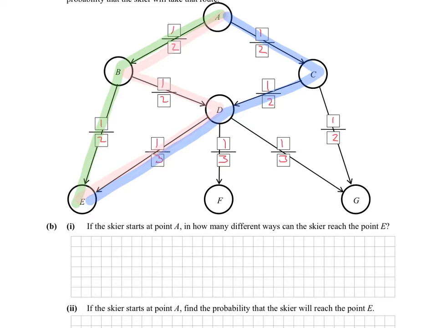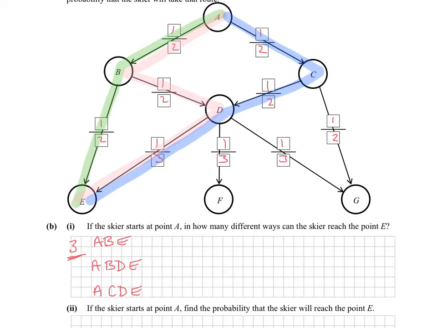It should be noted that there are no other options. Because of the direction of the arrows, they deliberately talked about a skier going down the side of a mountain. You can't go to C and then D and then B and then E, because you're going against the arrowhead. You have to go in the direction shown. So there are only three options for getting to E. The answer to the question, how many different ways can the skier reach the point, is 3.